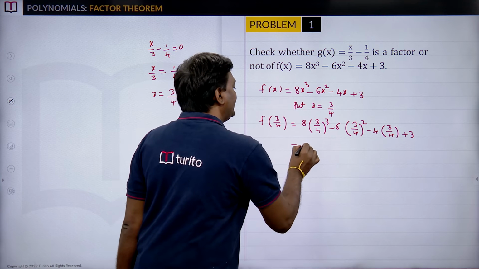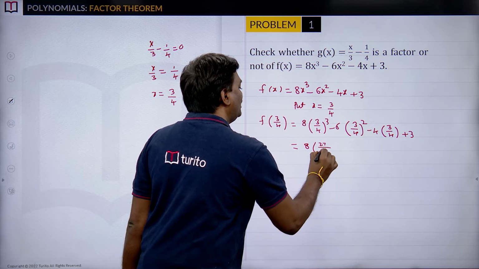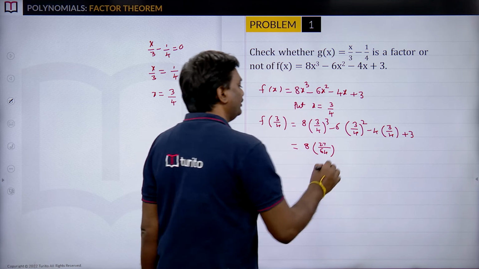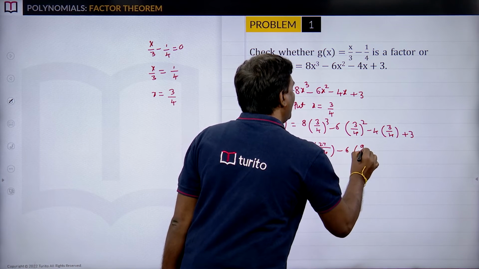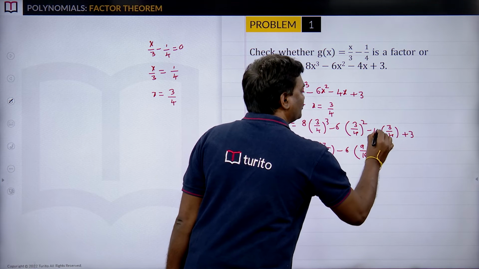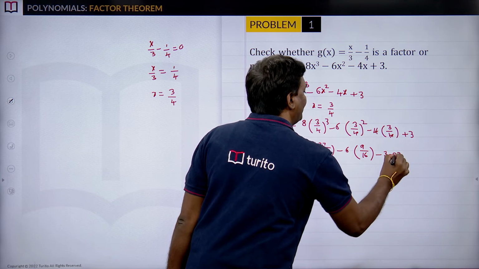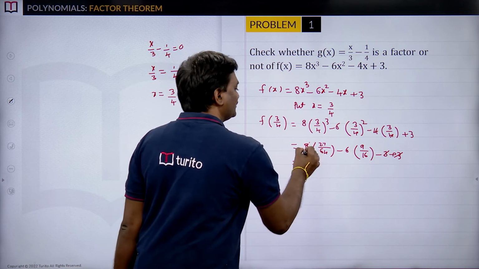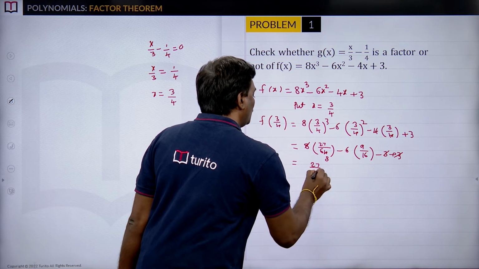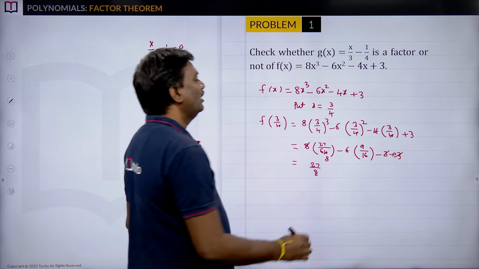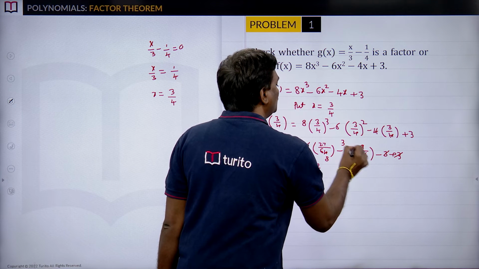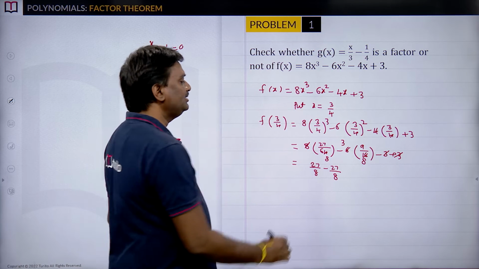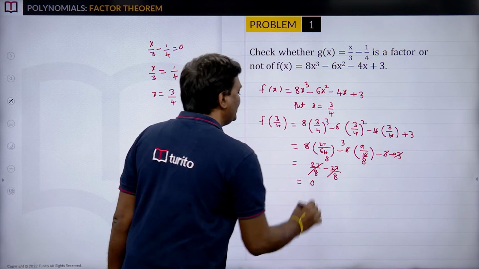So that is 8 into, where 3 cube is 27, 4 cube is 64, 3 by 4 into 3 by 4 into 3 by 4, minus 6 into 3 square 9, 4 square 16, minus 4 gets cancelled, we have minus 3 plus 3. So we can cancel minus 3 plus 3. Here 8 8s are 64. We have 27 by 8. Here we can cancel 6 and 16 by 2. 2 3s are 6, 8, 3 9s are 27 by 8. So this is plus 27 by 8, this is minus 27 by 8, we got 0.